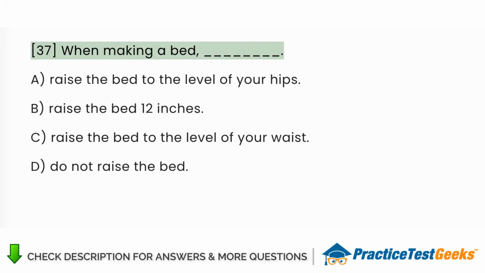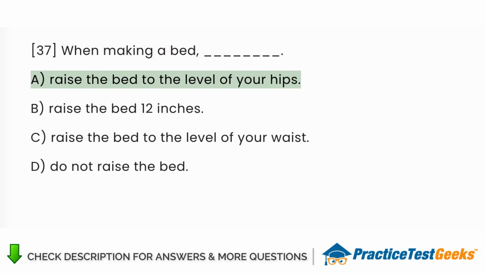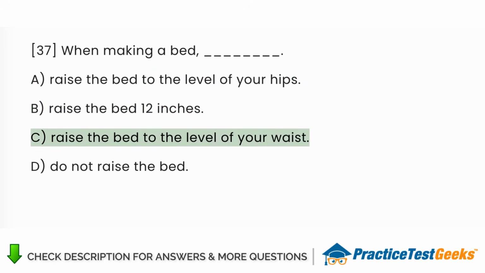When making a bed, A. Raise the bed to the level of your hips. B. Raise the bed 12 inches. C. Raise the bed to the level of your waist. D. Do not raise the bed.